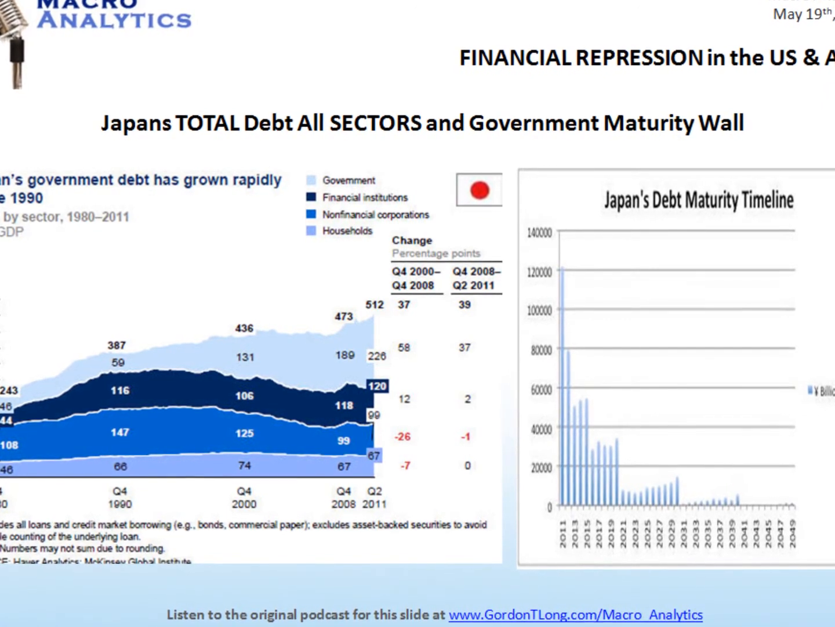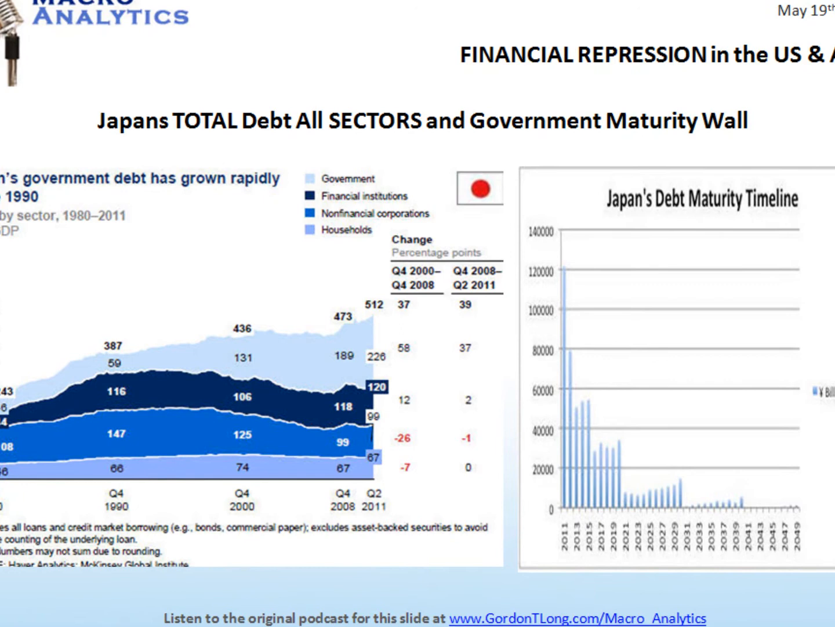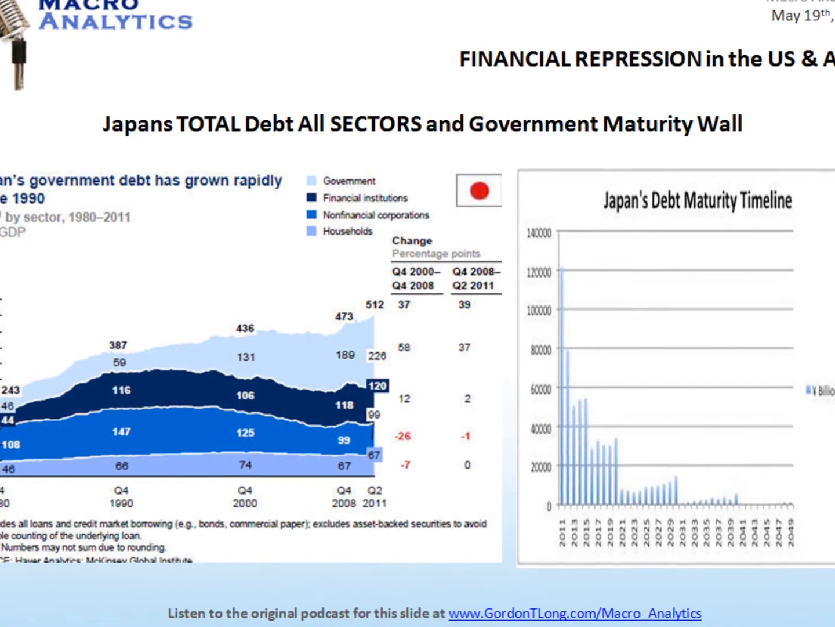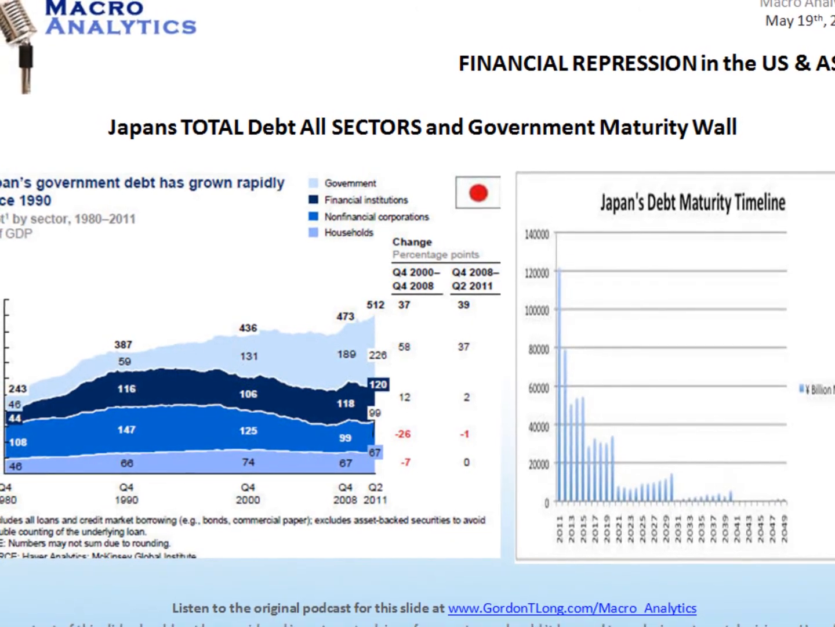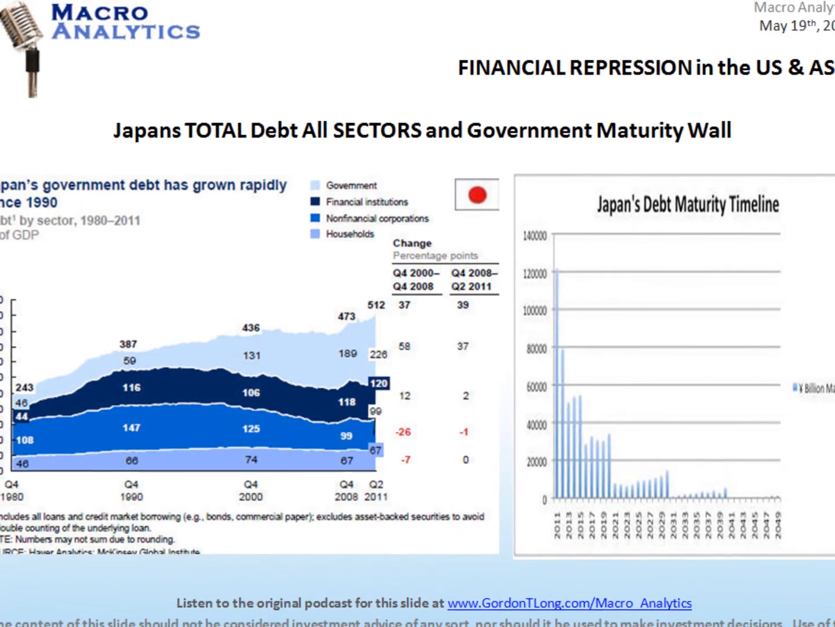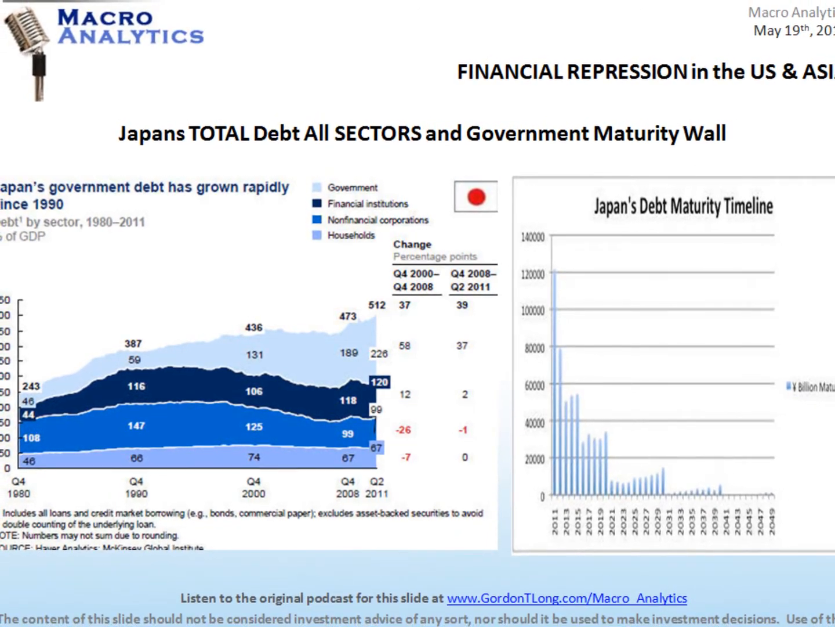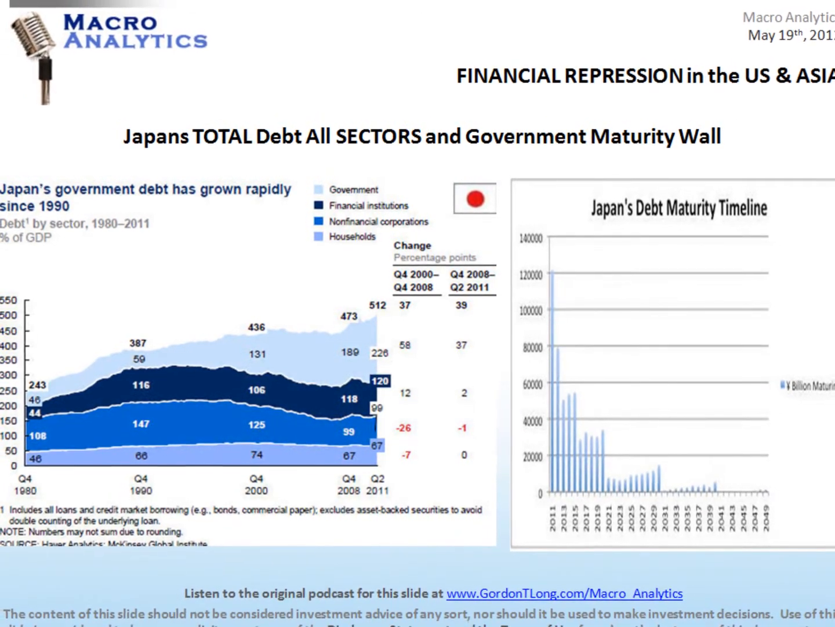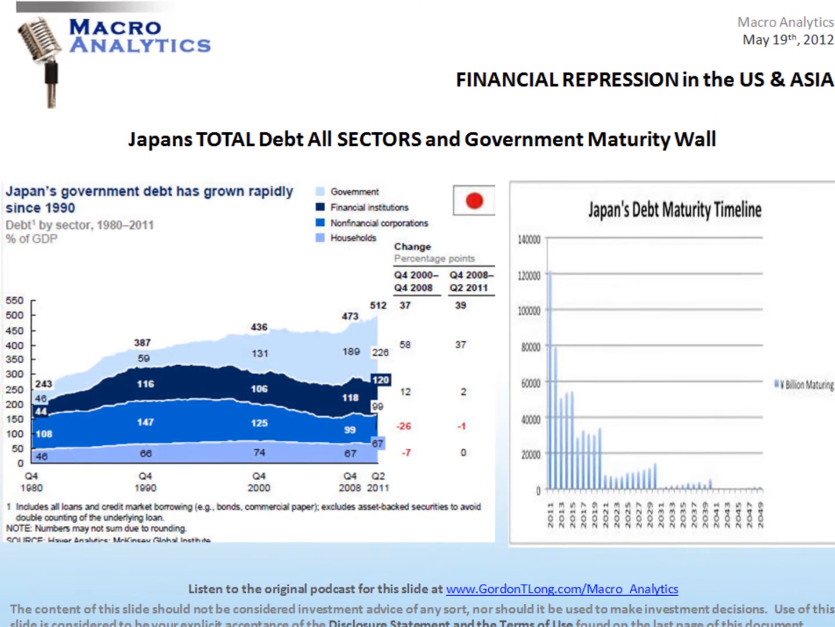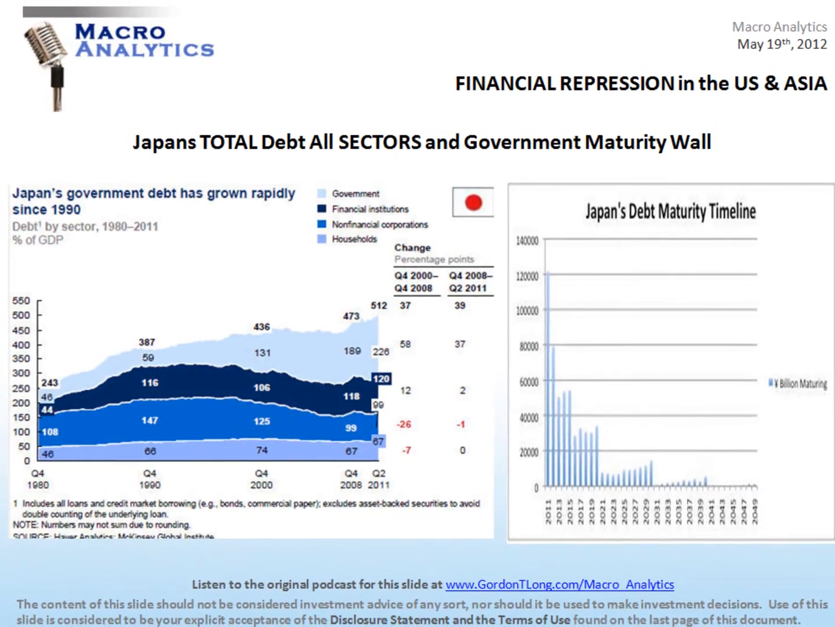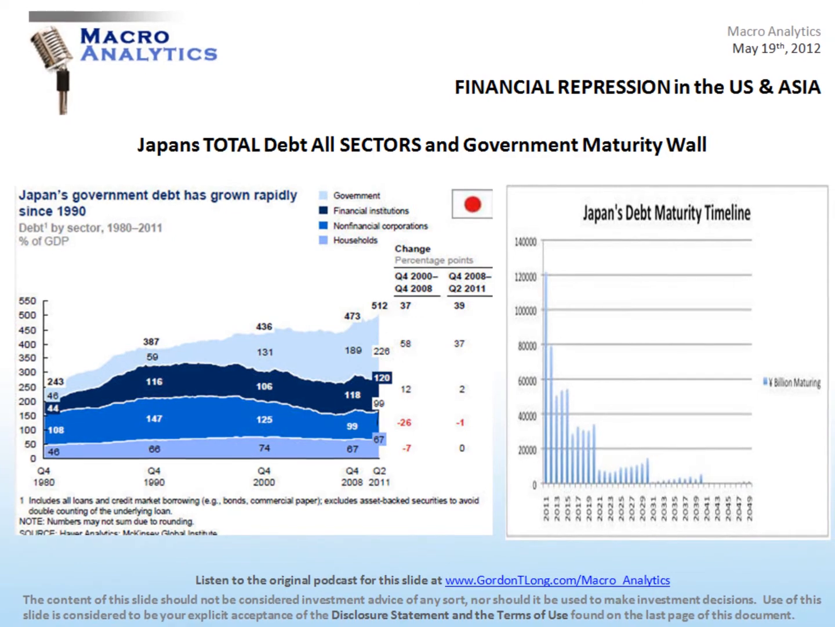Sony just laid off 10,000 workers here a few weeks ago. It's an indication of the severity of the problem. 512% total debt to GDP shown in this chart, 226% just the sovereign debt, and they're talking about printing more. Who's going to lend it to them? How are they going to keep doing this? Who's going to finance this debt?